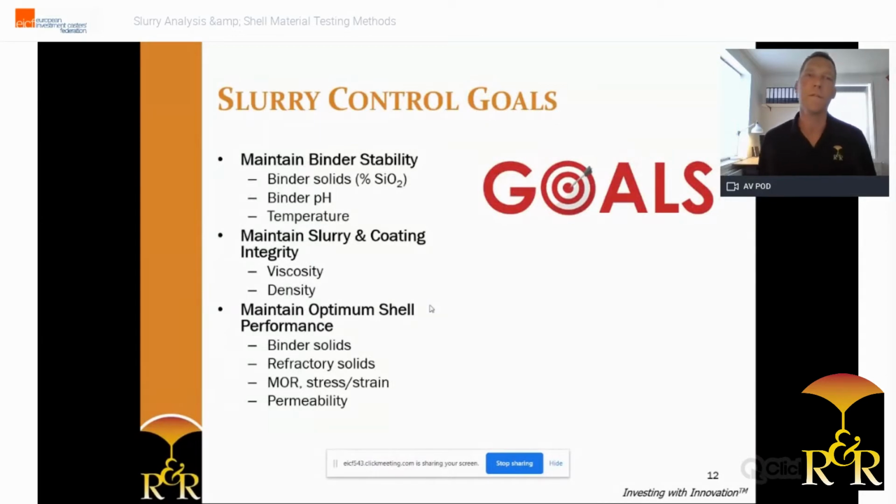Well, the goals of slurry control are three. You want to maintain the binder stability by measuring the binder solids and the binder pH, but also the slurry temperature. We want to maintain slurry and coating integrity by measuring the viscosity of the slurry and the density. And you want to maintain, of course, optimum shell performance. This again requires the binder solids measurements and refractory solids, but you also want to consider an MOR or stress-strain analysis, including the permeability of the shell.